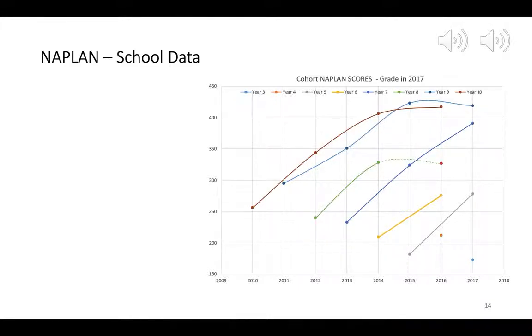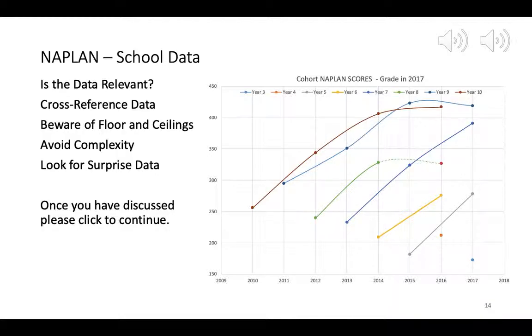Here's a graphical representation of the numerical NAPLAN data that we had before. Have a minute to look at it and discuss with those sitting around you and consider the steps of interpreting data.